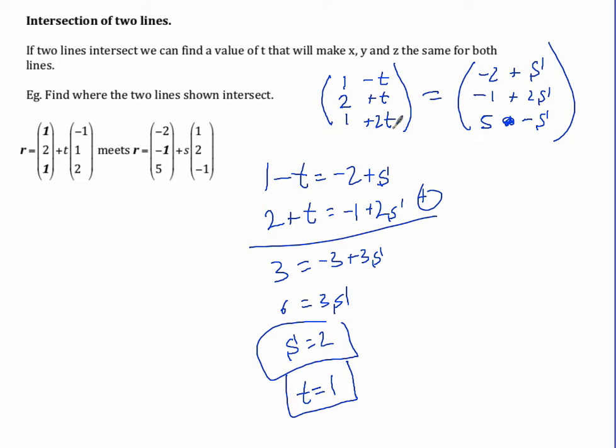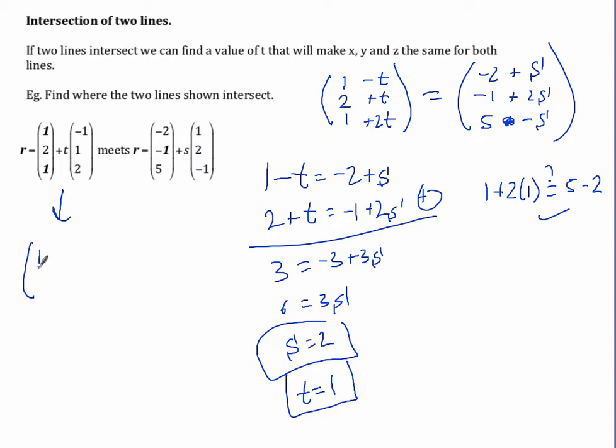Okay, so we got that by solving the first two. We do have to check, because the last one could be different, and then these lines wouldn't intersect at all. So we can check by checking the last equation. 1 plus 2 times 1, does that equal 5 minus 2? Yes, it does, so it does work. You get 3. Well, let's generate a point. We can substitute t into here or s into here to get our point.